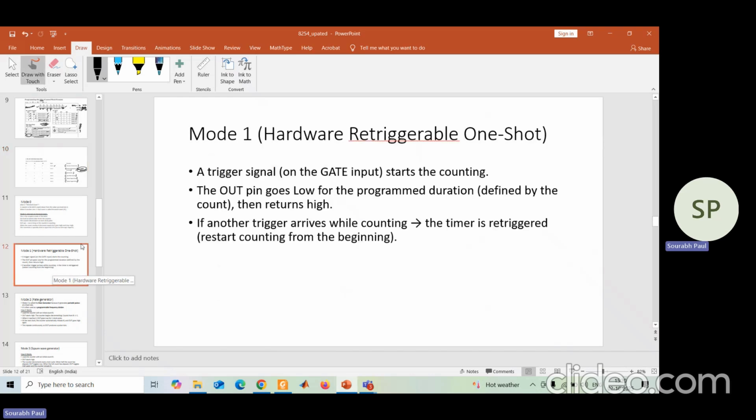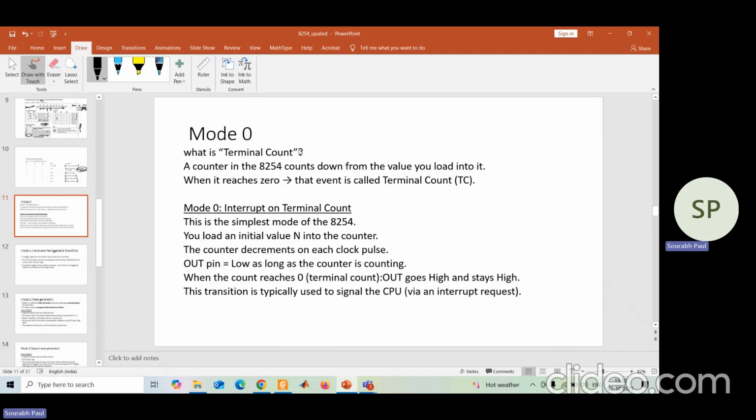Now, first we shall talk about mode 1, which is also known as hardware. Sorry, first we'll discuss mode 0, which is known as interrupt on terminal count. Now, first of all, what is the meaning of terminal count? A counter in 8254 counts down from the value you loaded in it. So whatever value you have loaded into the counter, it will count in a decrement way, in down counter fashion. When it reaches 0, suppose for example, you have given a count of 4.